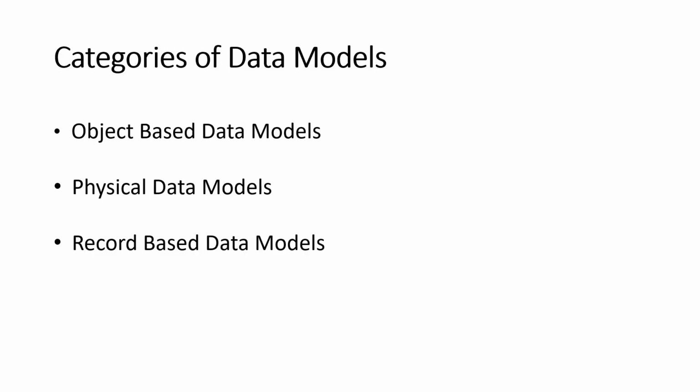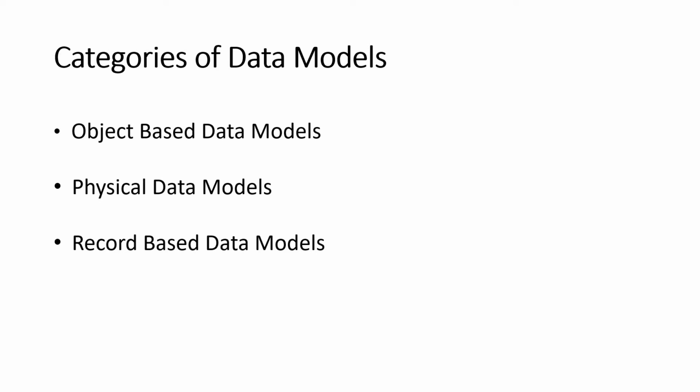The next is regarding categories of data models. In this, there are three different categories available. Object-based data models, the second one is physical data models, and the last one is record-based data models. Coming to the object-based data models, the focus is on how data is represented and later how data is divided into multiple entities, and each of these entities will be having certain type of characteristics.